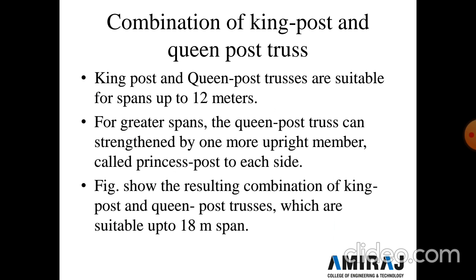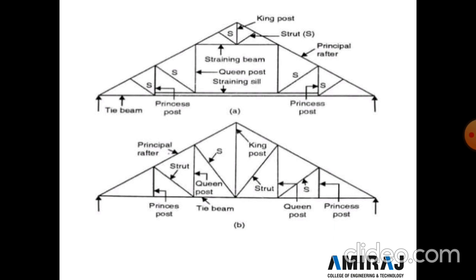The king post and queen post trusses are suitable for spans up to 12 meters, and for a greater span the queen post truss can be strengthened by one more upright member, called a princess post, on each side. The figure shows the resulting combination of the king post and queen post truss, which is suitable for an 18 meter span. Here is the combination of the king and queen post truss.